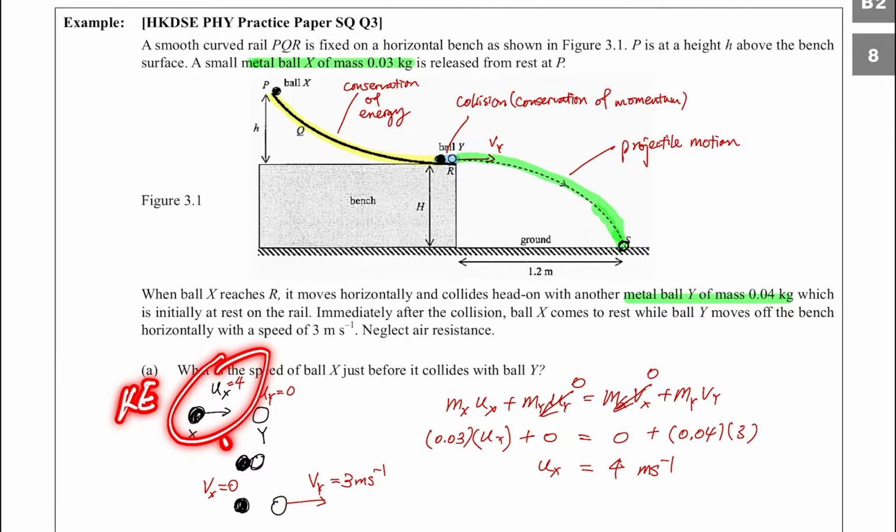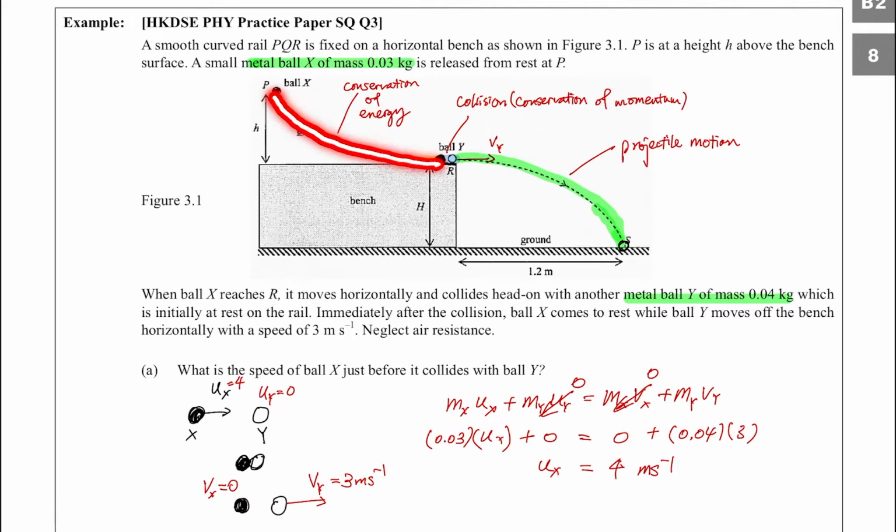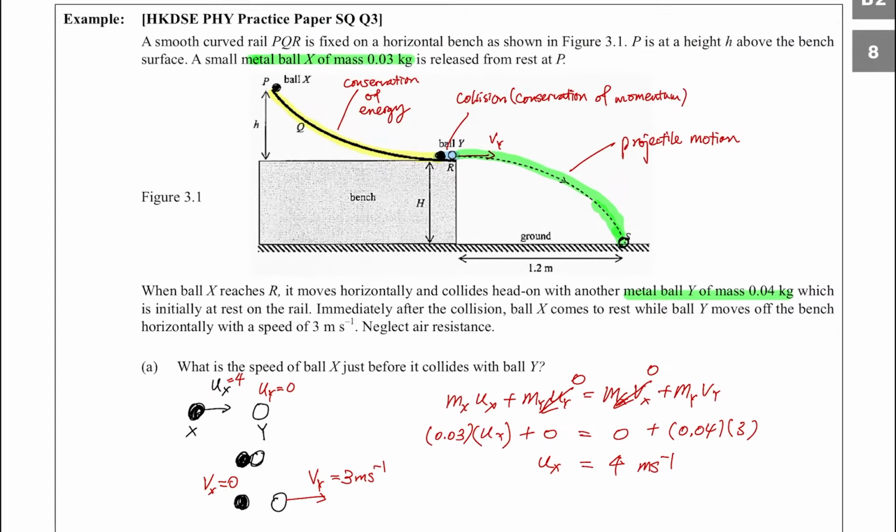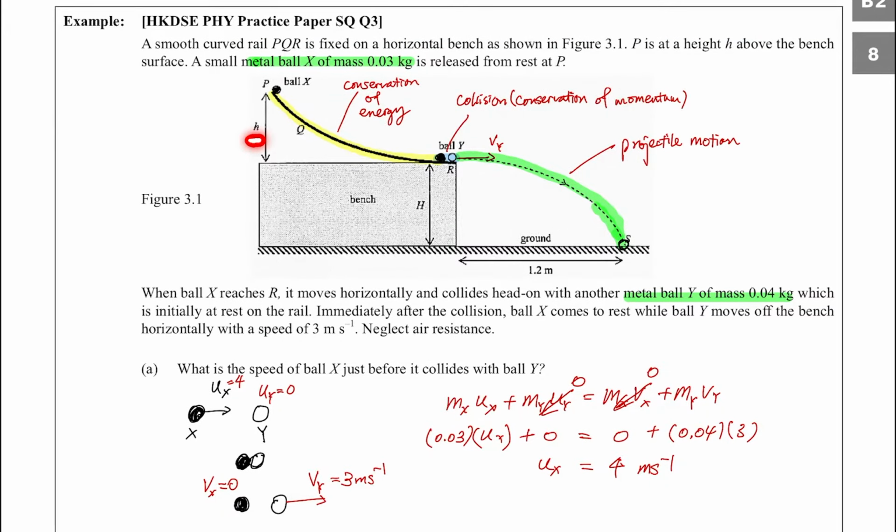That means ball X has KE because it's moving. But think about why ball X has KE. It is because when ball X is at point P and slides down the smooth curved track, the PE will be converted to KE. So in part B, you are asked to find the value of H. What is H? H is the height of this smooth track where ball X is initially released.